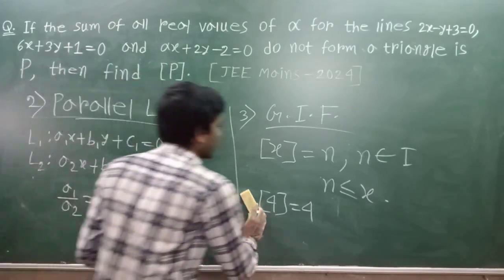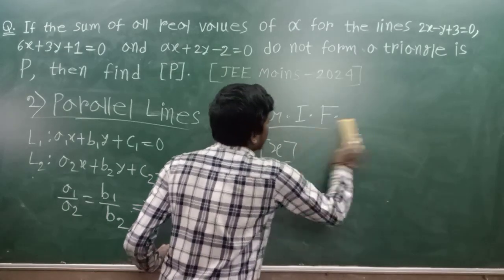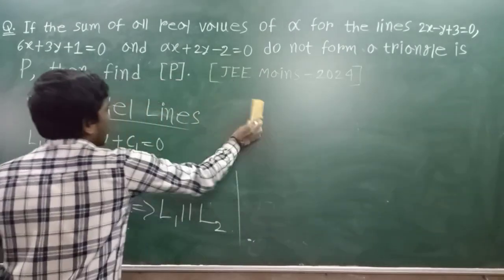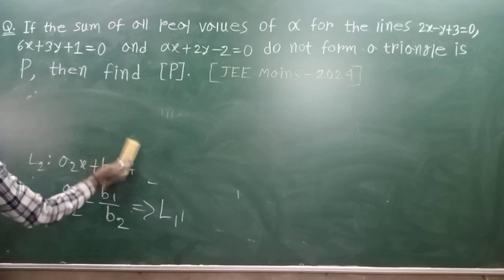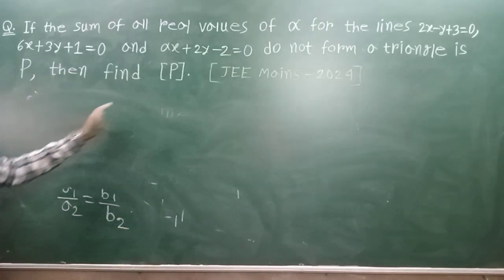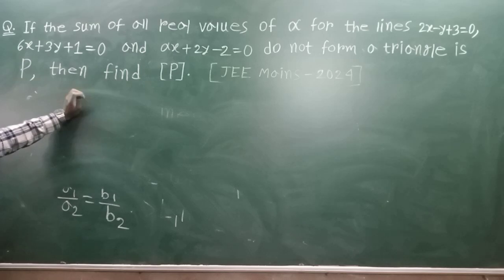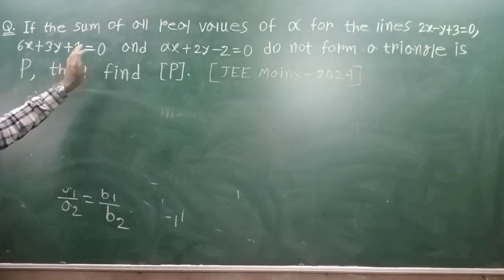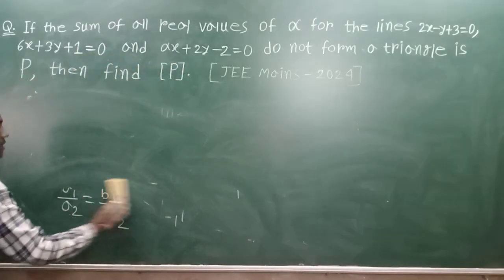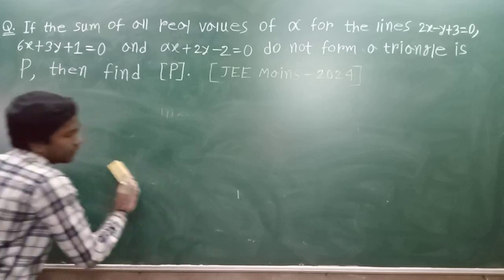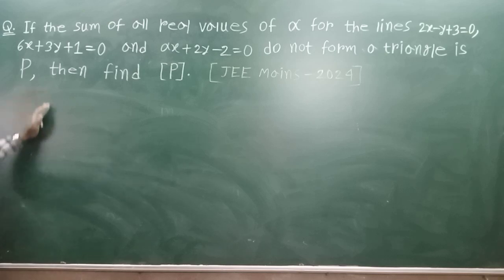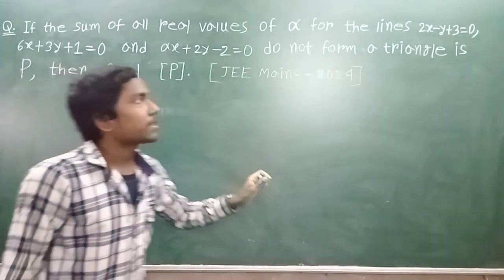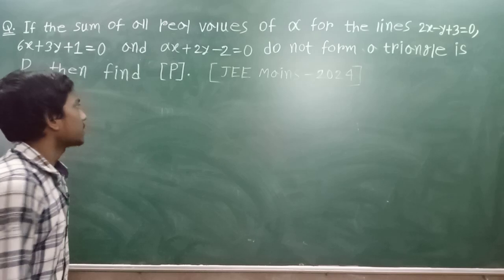Okay. Now we will solve this problem using these three key concepts. Okay. So here we are asked that P is the sum of the squares of all real values of alpha for which these three lines will not form a triangle. Now first we have to find the values of alpha. So these three lines do not form a triangle. This is the condition. Okay, students.